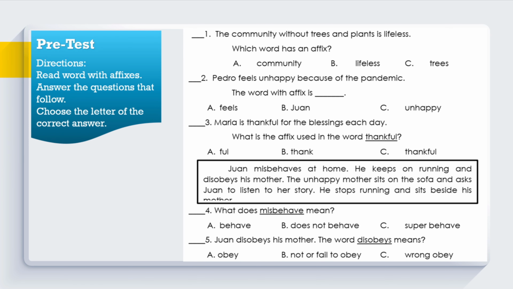Juan misbehaves at home. He keeps on running and disobeys his mother. The unhappy mother sits on the sofa and asks Juan to listen to her story. He stops running and sits beside his mother. 4. What does misbehave mean? A. Behave. B. Does not behave. C. Super behave. 5. Juan disobeys his mother. The word disobeys means A. Obey. B. Not or fail to obey. C. Wrong obey.